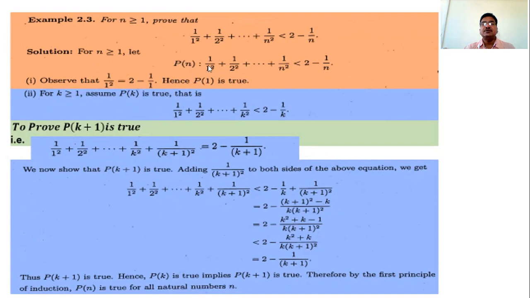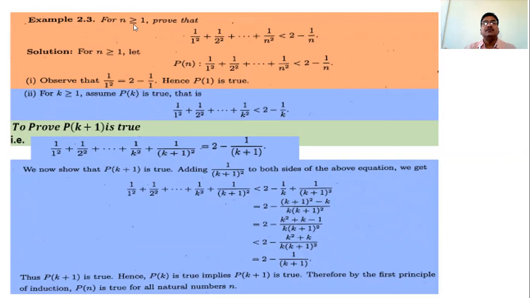So what is LHS? If we substitute n is equal to 1, then LHS is 1 by 1 square. And RHS is 2 minus 1 by 1. So this is LHS and this is RHS. This 1 by 1 square means 1, and 2 minus 1 by n is 2 minus 1, which is 1. Therefore, 1 by 1 square is equal to 2 minus 1, that is the result is true for n is equal to 1.